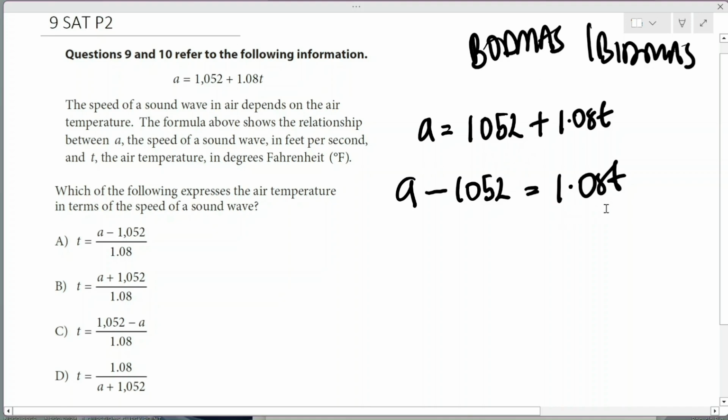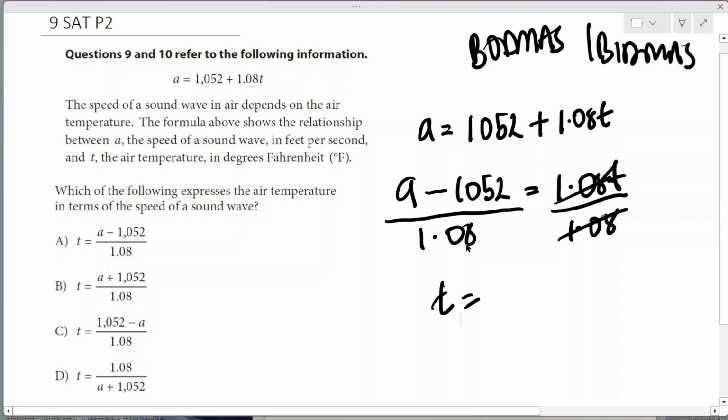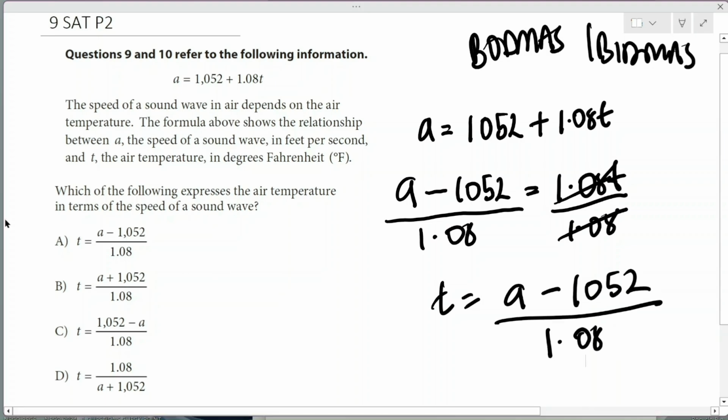This 1.08 is linked to this T by multiplication. So the way to get it off is to divide both sides by 1.08. So this divided by 1.08 and this also divided by 1.08. 1.08 cancels 1.08. You'll be having T equals all of this value. That's A minus 1052 over 1.08. For my options, our answer is A. That's T equals A minus 1052 over 1.08.